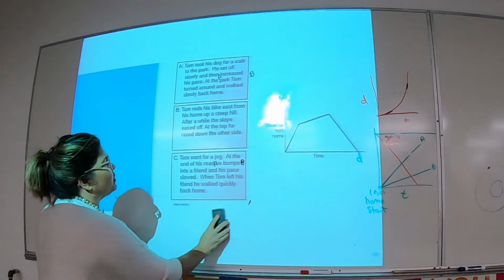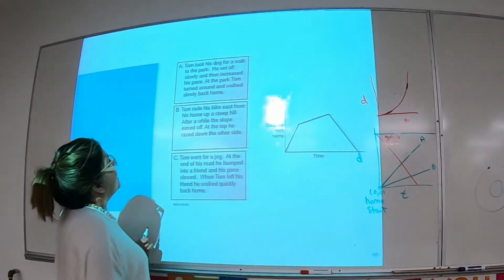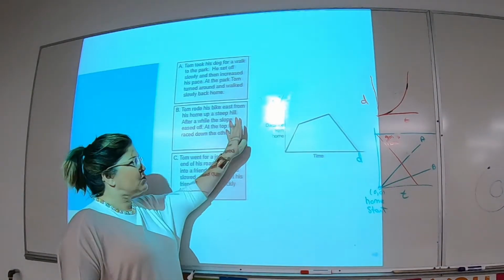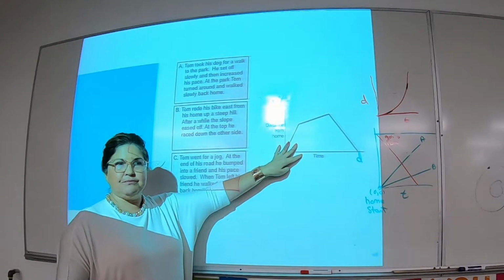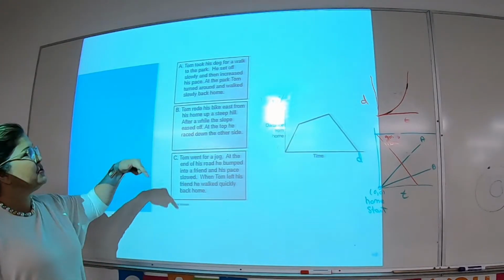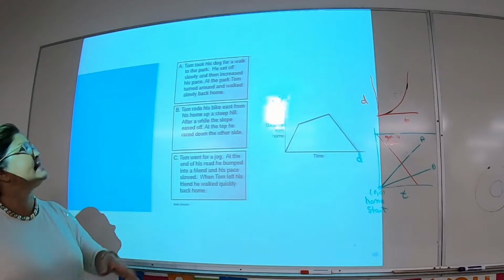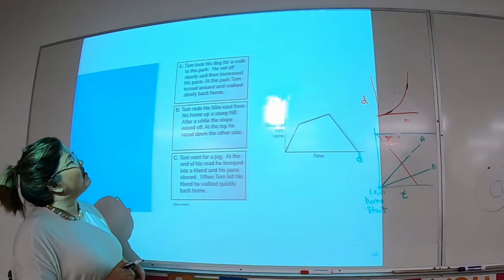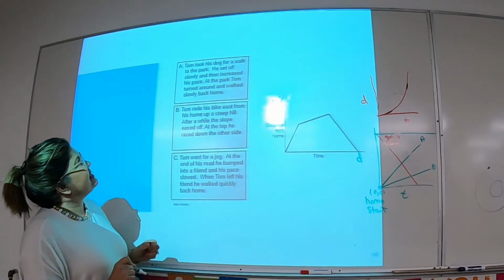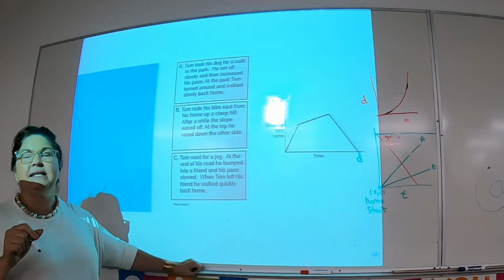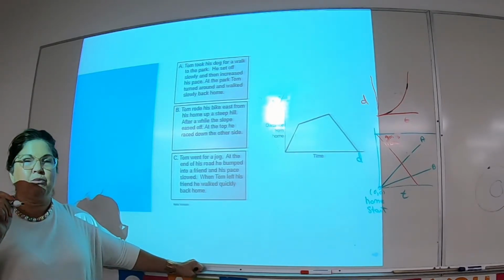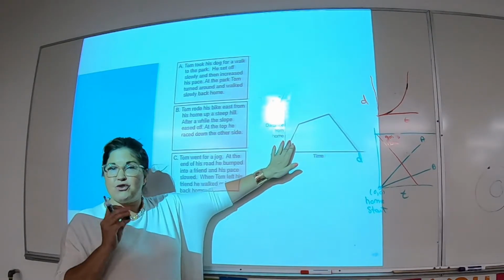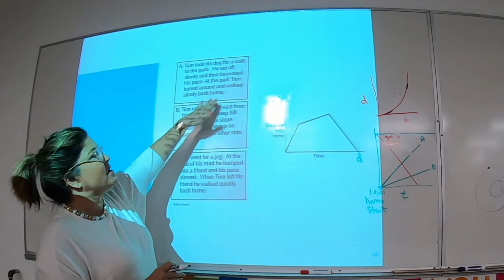Now we want to look at some stories here and see what story will match our graph. As we go through, we'll see if there's a problem with any of the statements. It says, Tom took his dog for a walk to the park. He set off slowly and then increased his pace, meaning he accelerated. Is this showing acceleration? No, because it's a straight line segment. So I can cross off A.